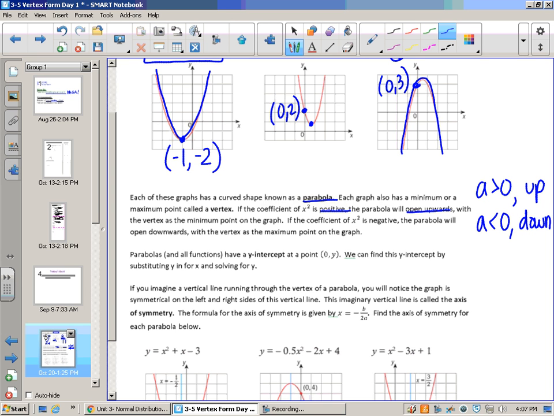Okay. Parabolas and all functions have y-intercepts at a point that looks like 0, comma y. Okay, so we can find this y-intercept by substituting. I wrote y in for x, but this should be saying 0 in for x and solve for y. So plug in x equals 0 to find the y-intercept if you can't see it in a graph.